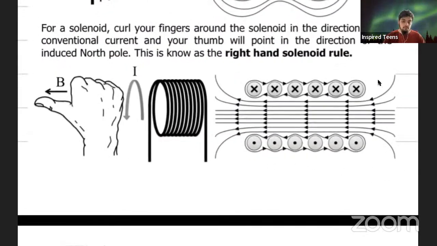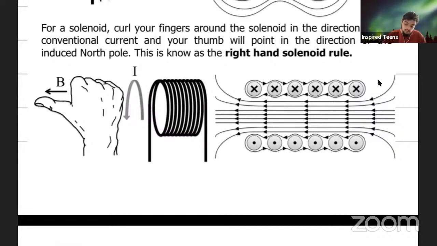Okay, what about for a solenoid? A solenoid is basically a coil of wire. I'm sure maybe some of you have done an experiment in lower grades, or maybe you've seen a solenoid. A lot of the times you use a bolt and then you wrap the current carrying conductor around the bolt. That forms a solenoid.